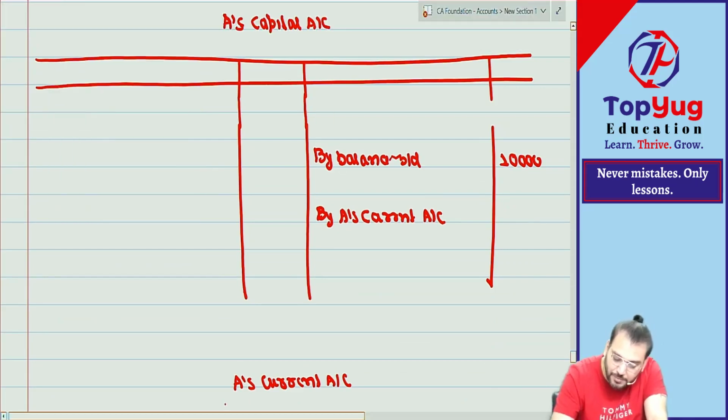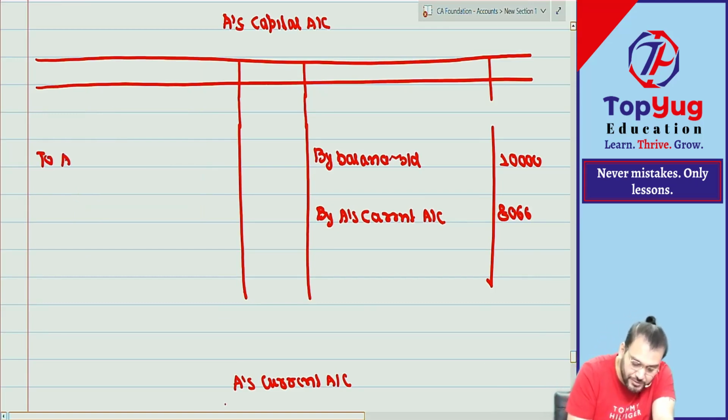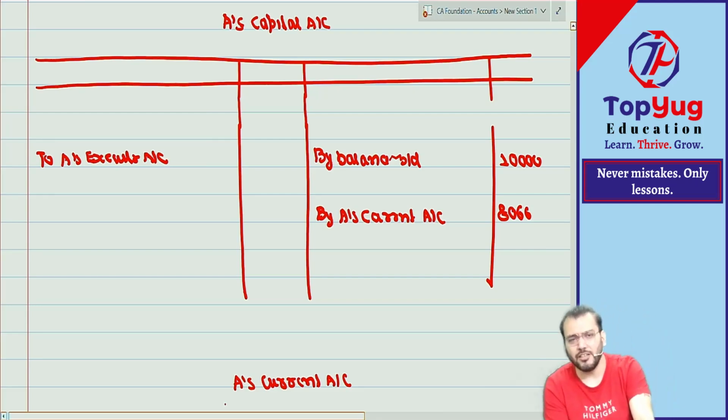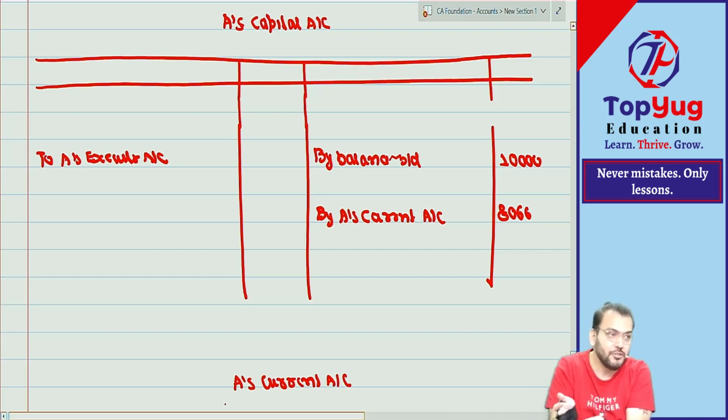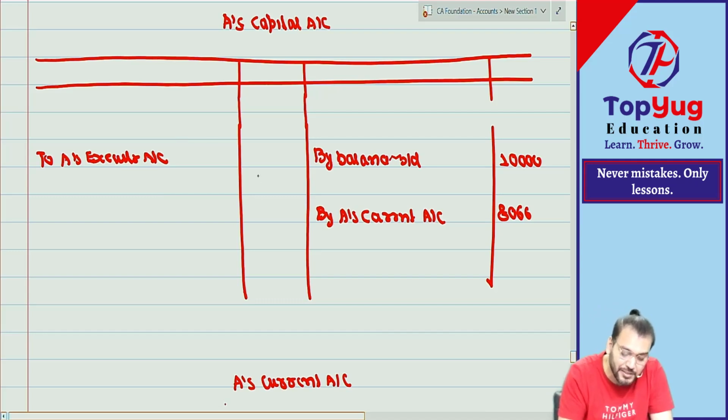Ultimately this balance will be transferred to which account? To A's executor account. Correct? Because in this question they have asked you to calculate what amount will be due to the legal representative. So we are calculating what amount is due on the date of death, and therefore we are not calculating relief, because they have asked how much amount is due to the legal representative on the date of event. So relief will be calculated after that date.